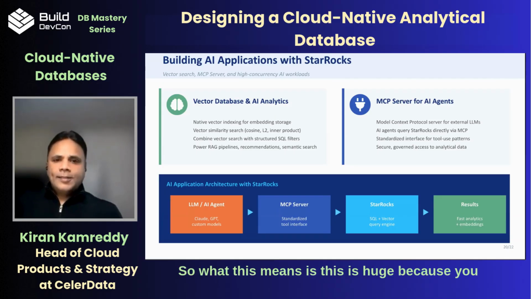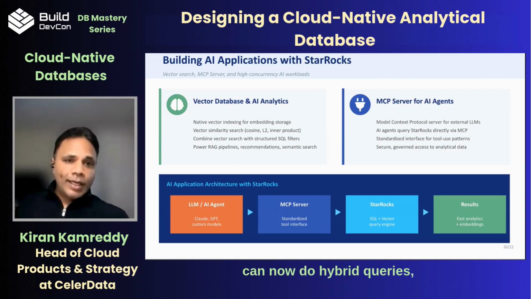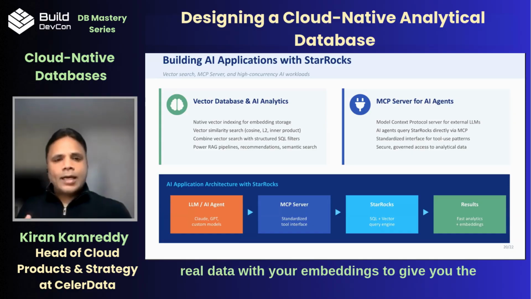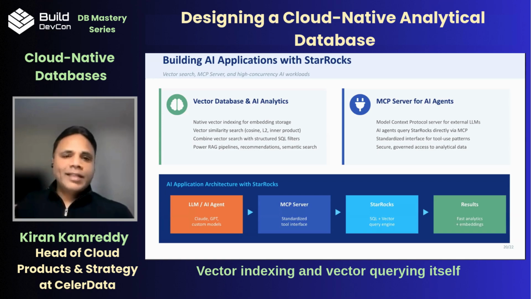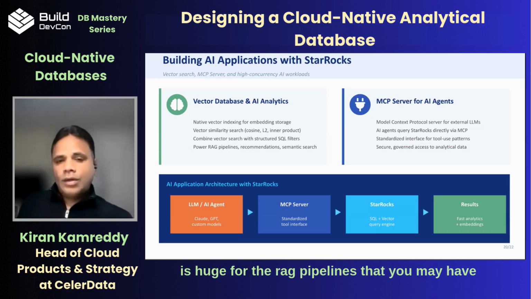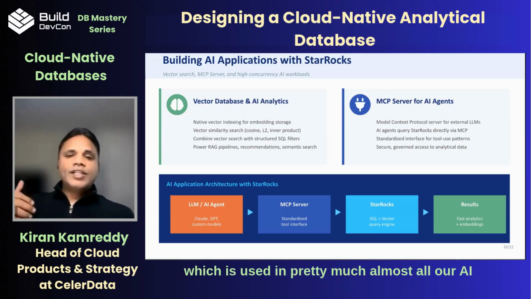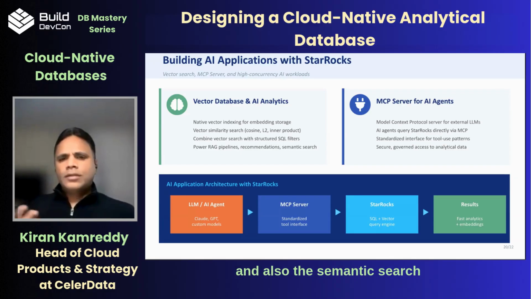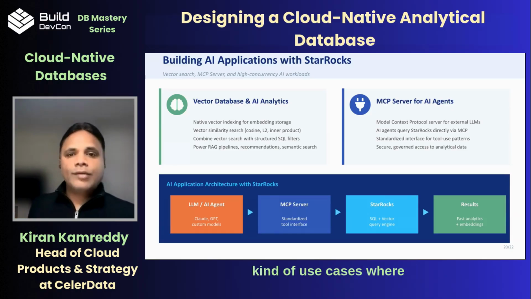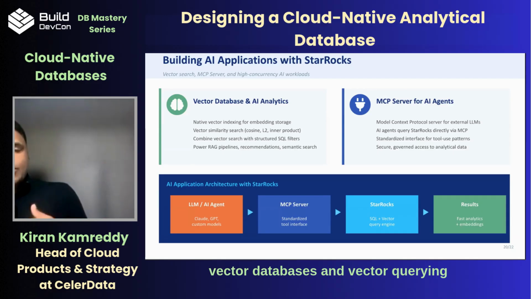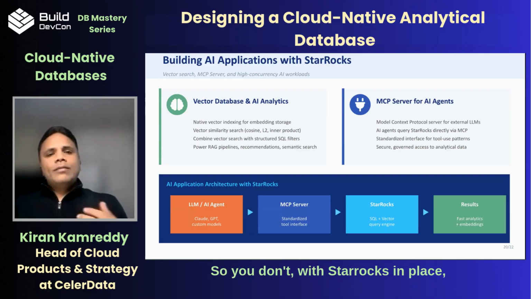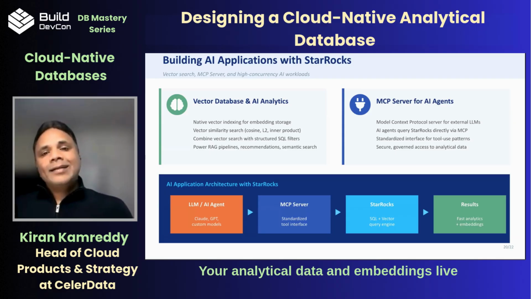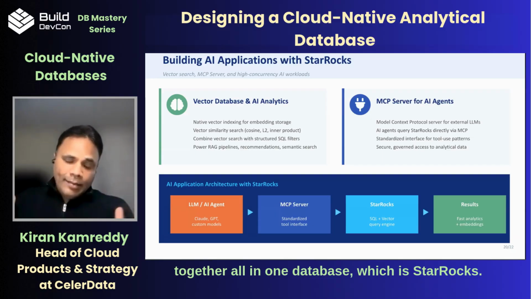This is huge because you can now do hybrid queries, which combine your real data with your embeddings to give you the desired results. Vector indexing and vector querying is huge for RAG pipelines, which you may have heard of and which are used in almost all AI applications today, as well as recommendation engines and semantic search use cases, where vector querying becomes very important. So with StarRocks in place, you don't really need another separate vector database. Your analytical data and embeddings live together in one database, which is StarRocks.